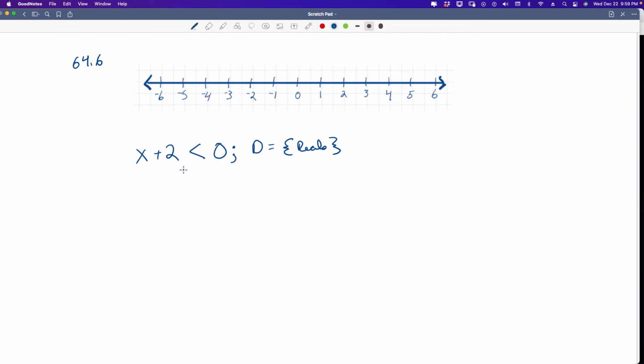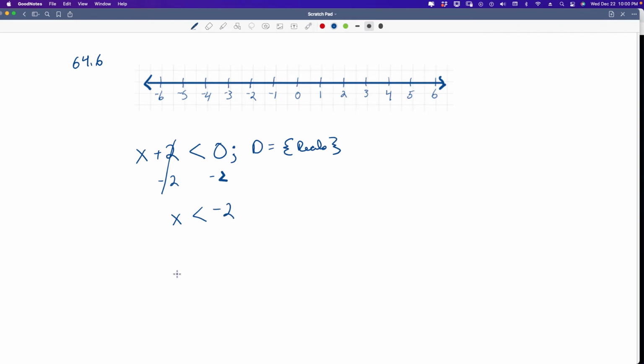So if x plus 2 is less than 0, then how do we figure out what x is and how to graph it? We treat it just like this were an equation. So we subtract 2 from both sides. Okay, that cancels this. X, therefore, is less than negative 2.